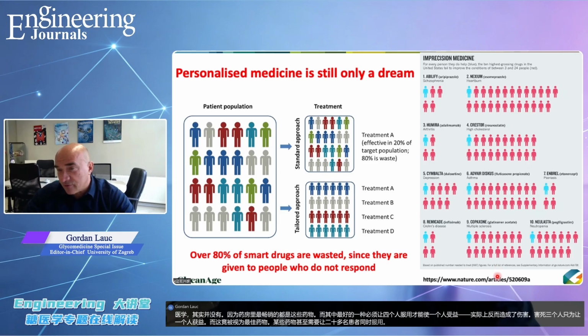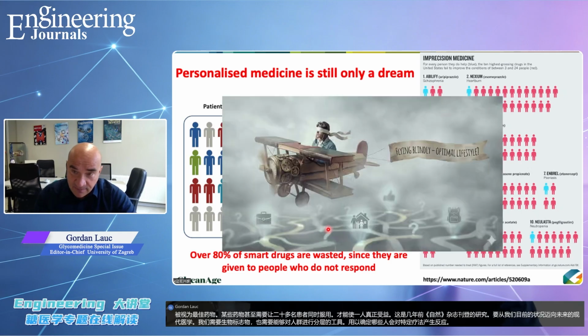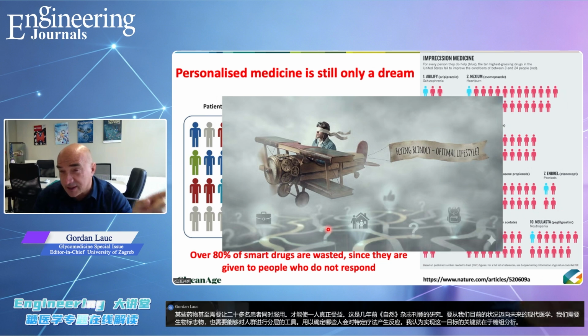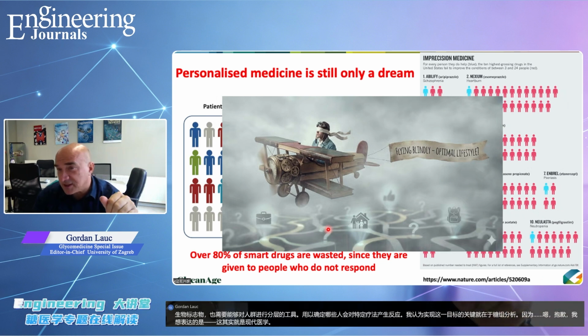And this is a Nature paper from a couple of years ago. To move from where we are today into the modern medicine of the future, we need biomarkers. We need tools which stratify people and identify which people respond to a specific therapy. And I think for that, we need glycans. This is modern medicine. If we talk about lifestyle, the traditional medicine or whatever, we are flying blindly.